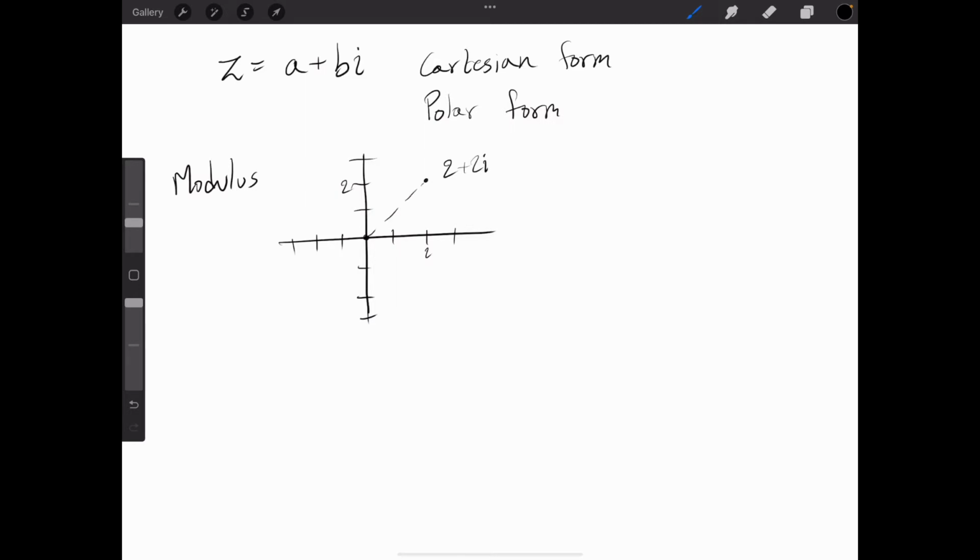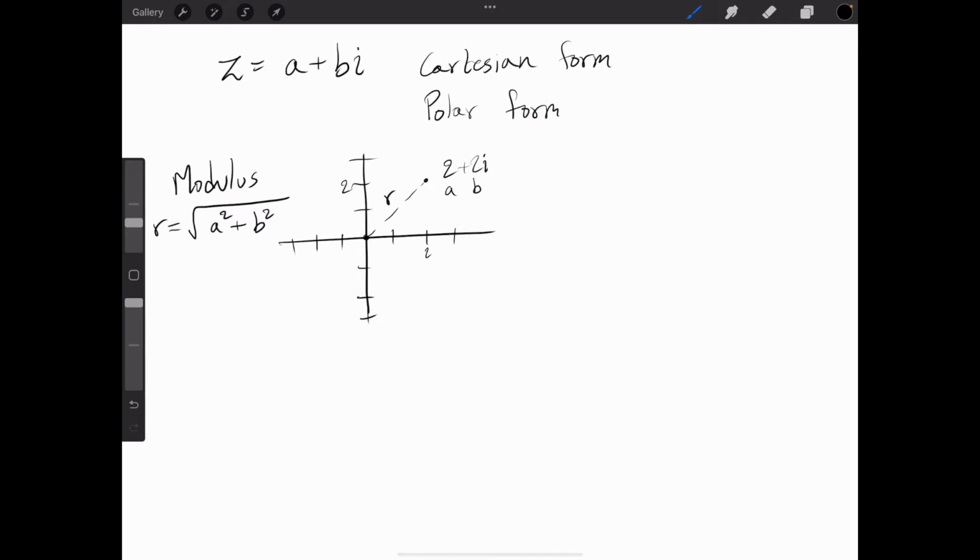I think all of you have done the distance formula before, and that's exactly what you have to do here. The modulus is denoted by r, and it's found by the square root of x squared. In this case, that's a squared, because this is a and this is b. So a is equal to 2, b is equal to 2. So it's just a squared plus b squared, and the square root of that gives you r, which is this modulus.